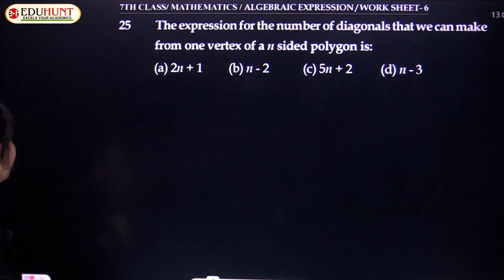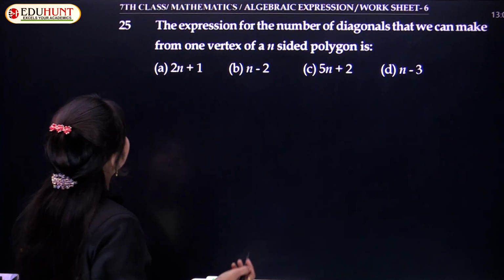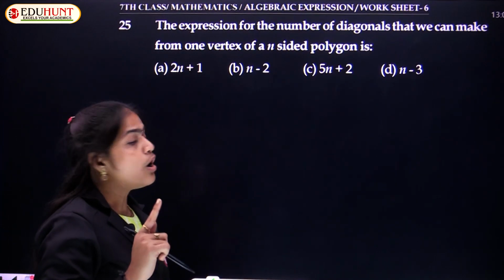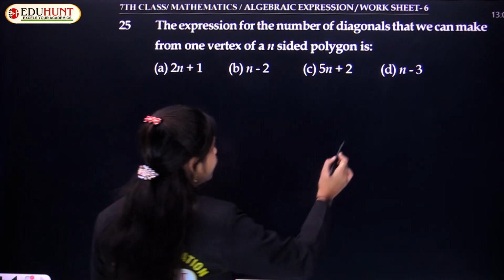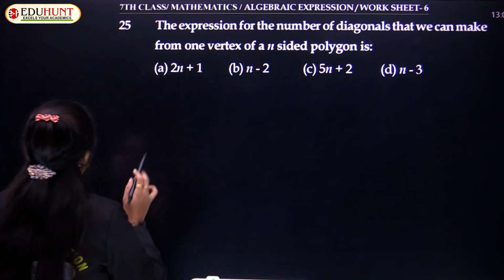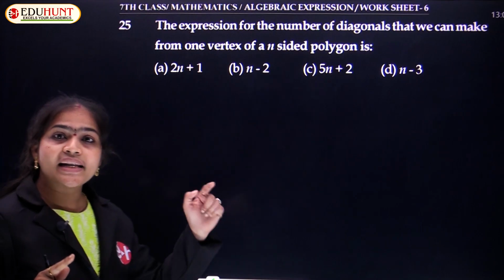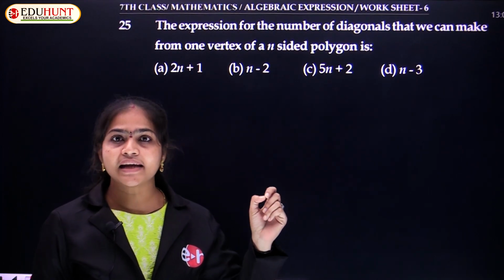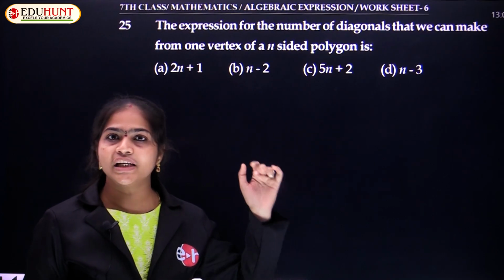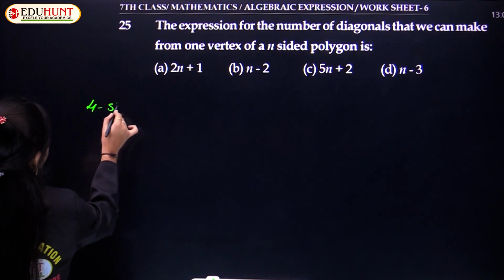And finally we have the last question, the 25th question. What is the expression for the number of diagonals that we can make from one vertex of an n-sided polygon? For example, we know that diagonals can be drawn from a quadrilateral onwards only. A triangle has no diagonal. The number of diagonals of a triangle is 0, that's why there is no need to take the triangle. Next, a four-sided figure.